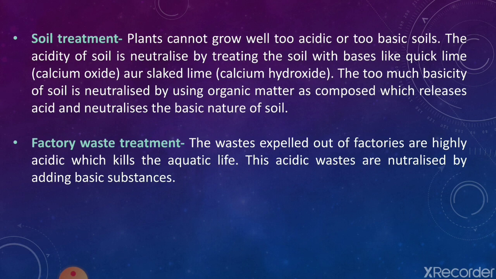When soil is too acidic, it can be neutralized by treating it with bases, like quicklime, that is CaO, calcium oxide, or slaked lime. We studied slaked lime in that video; it is calcium hydroxide. So if soil is acidic, we use a basic substance to neutralize it. If soil is too basic, then it is neutralized by using organic matter, meaning compost or manure, which releases acid and neutralizes the basic nature of the soil.